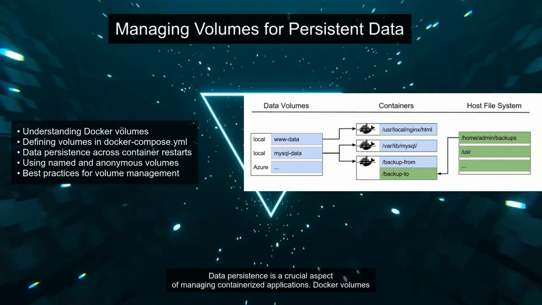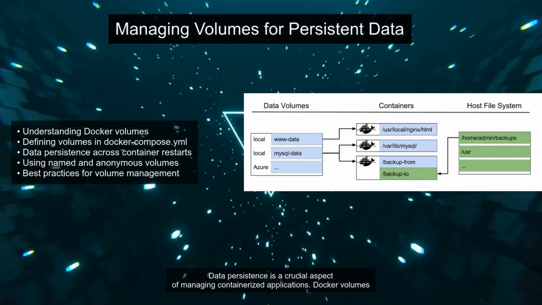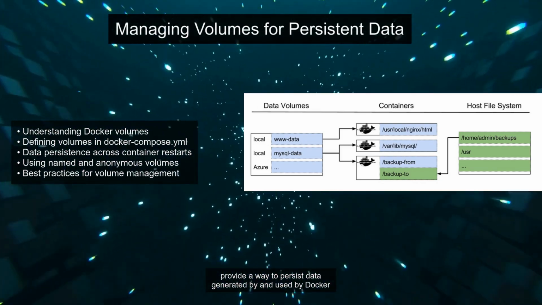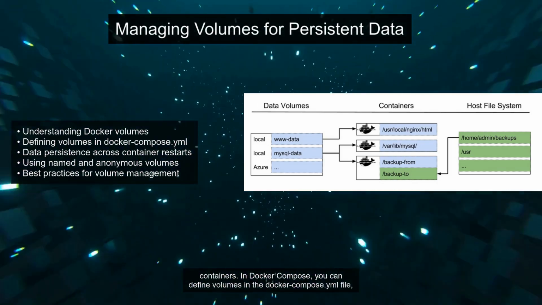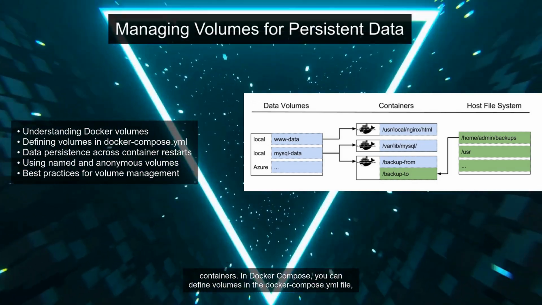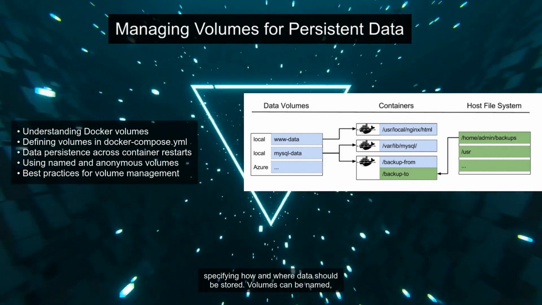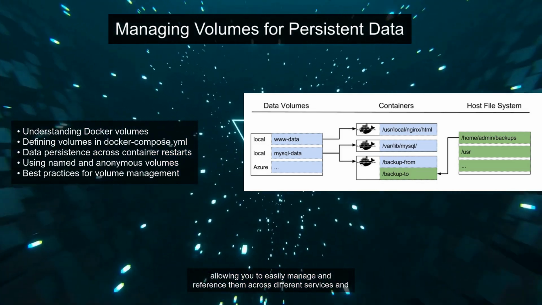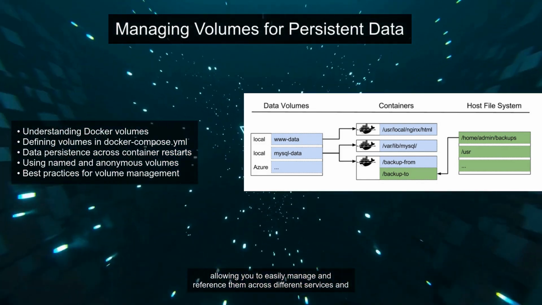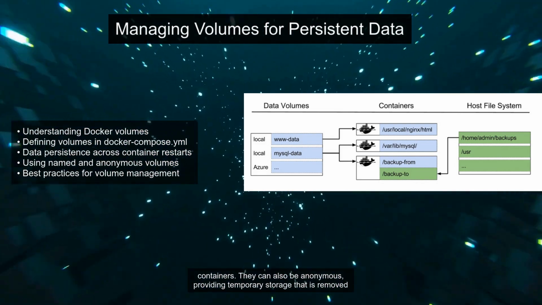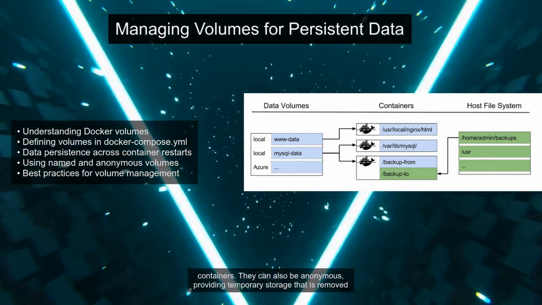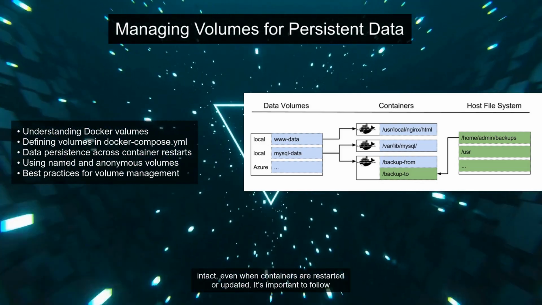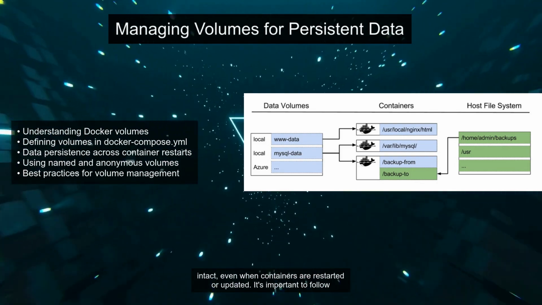Data persistence is a crucial aspect of managing containerized applications. Docker volumes provide a way to persist data generated by and used by Docker containers. In Docker Compose, you can define volumes in the docker-compose.yml file, specifying how and where data should be stored. Volumes can be named, allowing you to easily manage and reference them across different services and containers. They can also be anonymous, providing temporary storage that is removed when the container is deleted. Using volumes ensures that your data remains intact, even when containers are restarted or updated.